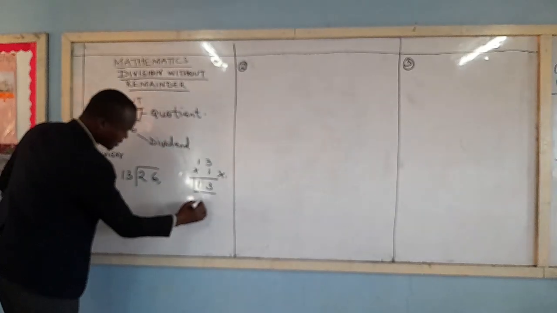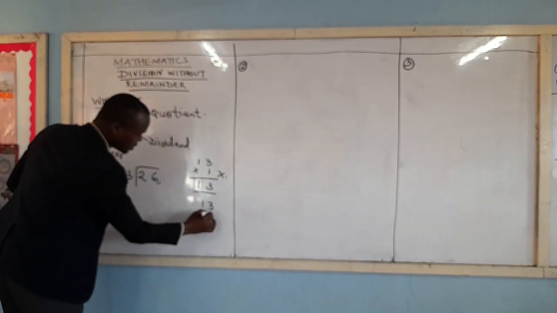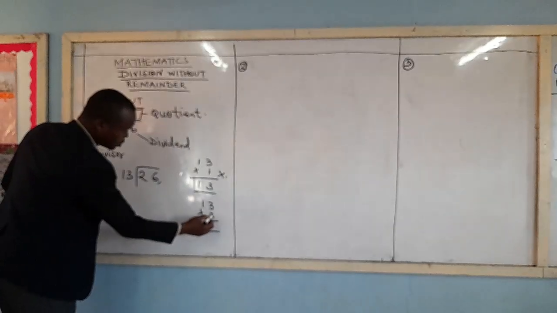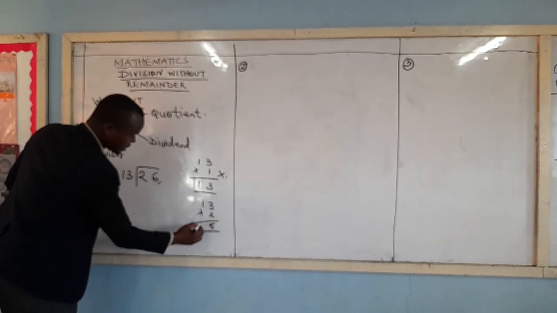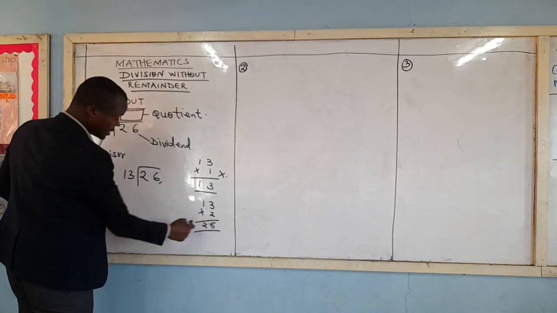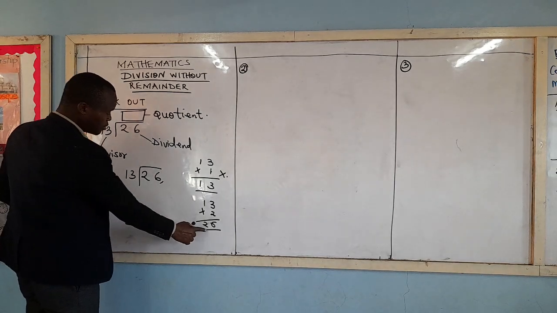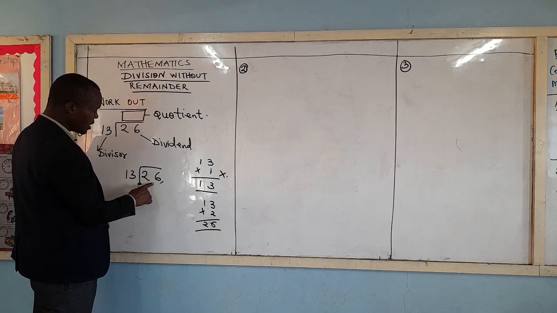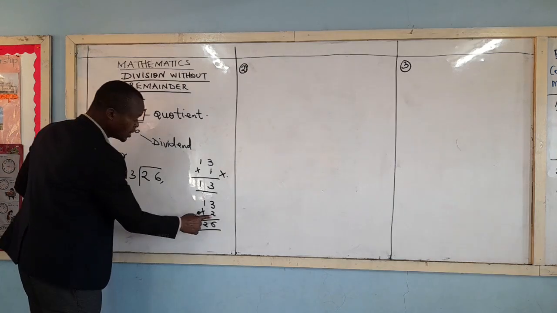We try next 13 multiplied by 2. Let's find out what this is. 2 times 3 gives us 6. 2 times this one gives us 2. Correct? So we have found 26. Since we have found 26, meaning that 13 will go to this 26 2 times.